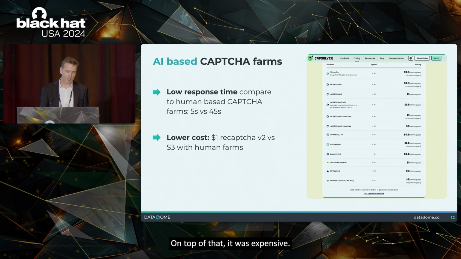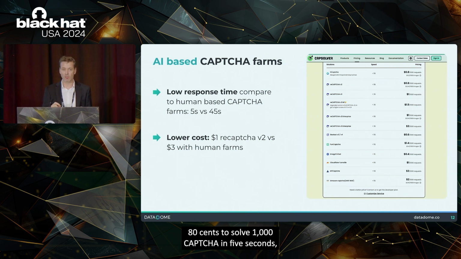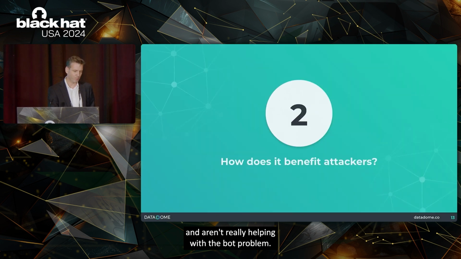On top of that, it was expensive. It was costing about $5 for 1,000 CAPTCHAs. With these fully automated services, a CAPTCHA is solved in 5 seconds. And if you look at the grid, it says that solving 1,000 CAPTCHAs costs 80 cents. 80 cents to solve 1,000 CAPTCHAs in 5 seconds. So having a CAPTCHA will not help. Traditional CAPTCHAs are inefficient, they impact humans, and they're not really helping with the bot problem.